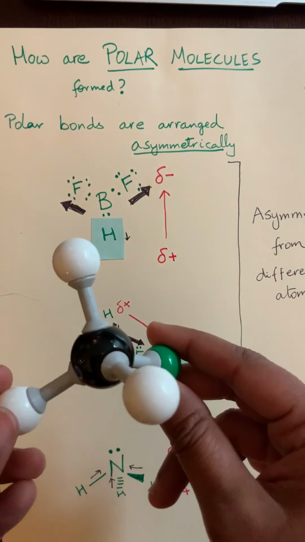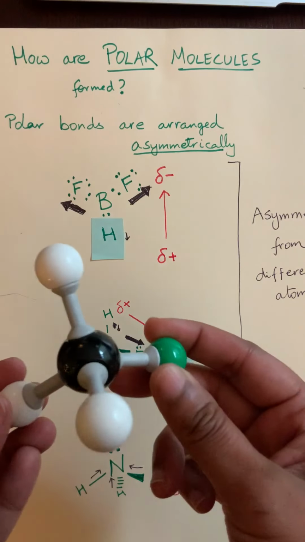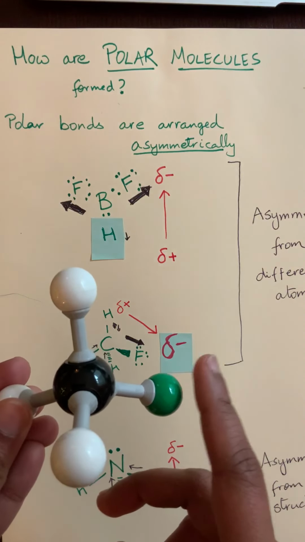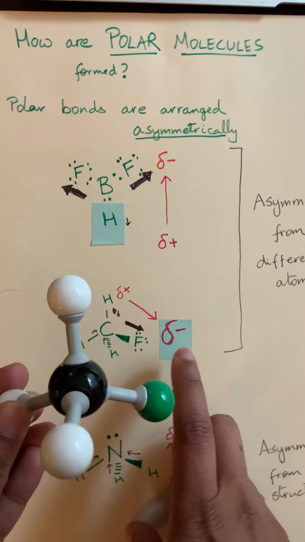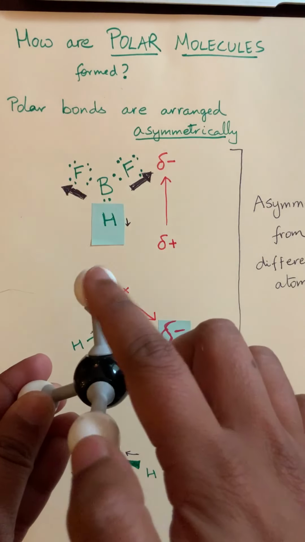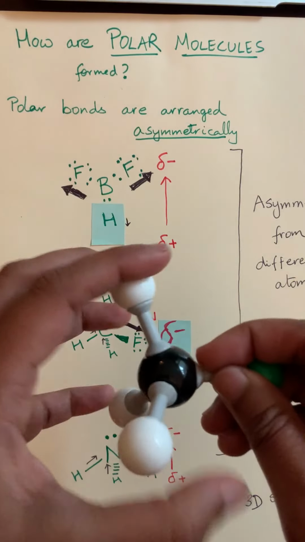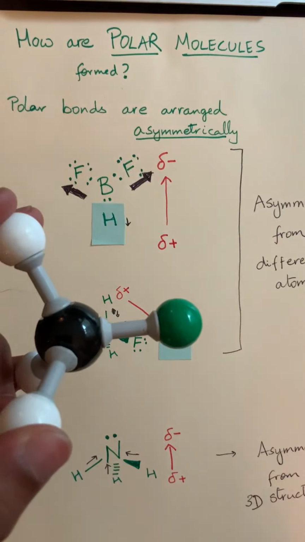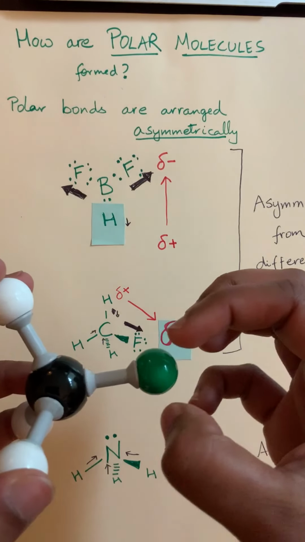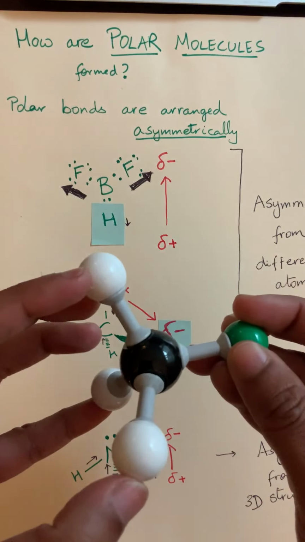So when I look at this molecule right now, I can see that this side is going to pull the electrons more than this, or this, which means this side is partially negative, this side is partially positive. So this entire side of the molecule is positive, this side is negative. So this is a polar molecule because I have a negative side and I have a positive side.